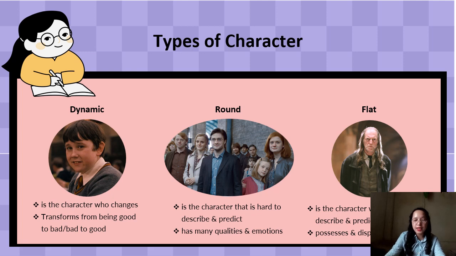Next type of character is the dynamic character. He or she is a character who changes. This type of character transforms from being good to bad or bad to good. Now, a dynamic character is someone whose personality changes through the story due to a change in the situation or change in the plot. This may be from weak to strong, from strong to weak, from being a cheerful person to a person in distress. Sometimes the protagonist has this type of character as well, but not always.